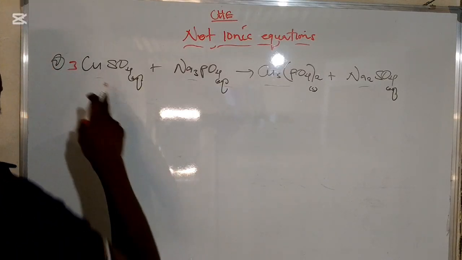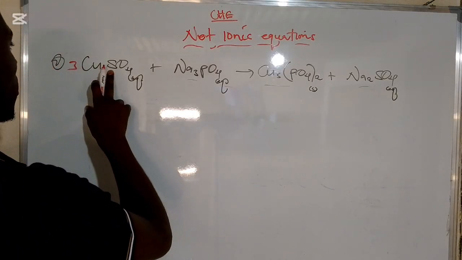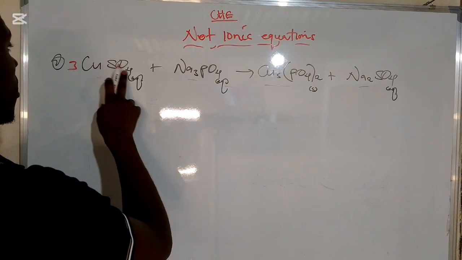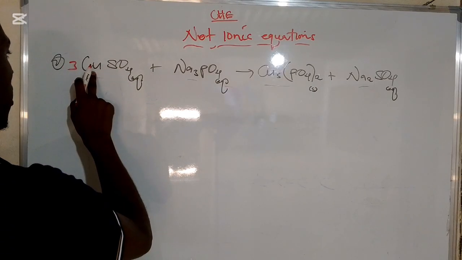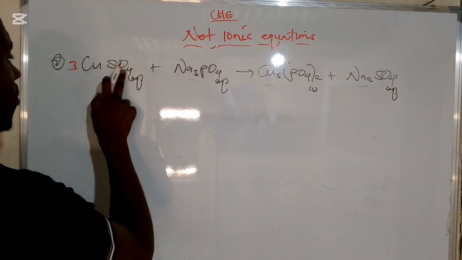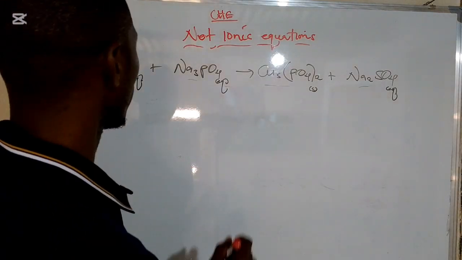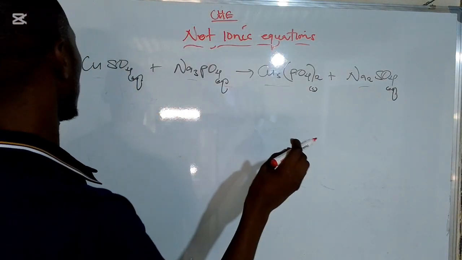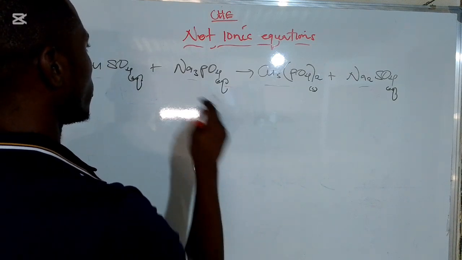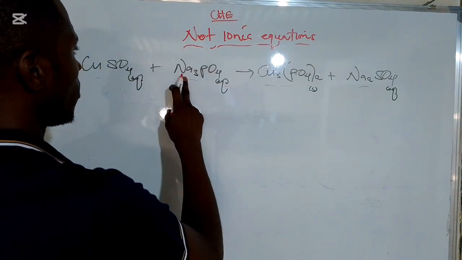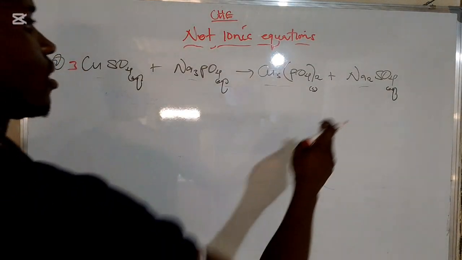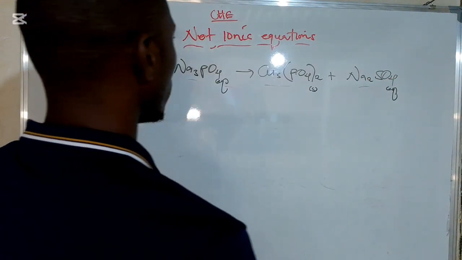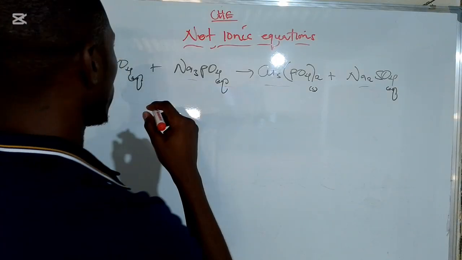We have copper 3, then sulfur 3, then oxygen 12, 4 by 3. So this 3 will multiply everything here, here, and here. So sulfur 3, oxygen 3 by 4, so I have 12 there. Then what else? Sodium. Here we have sodium 3, here we have 2. So sodium is not balanced.